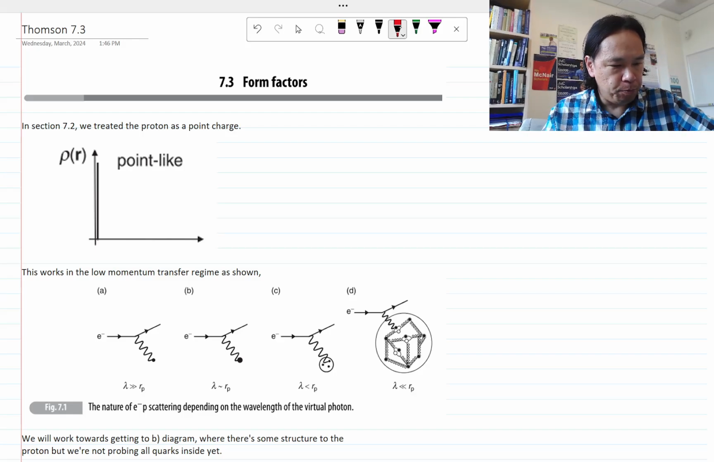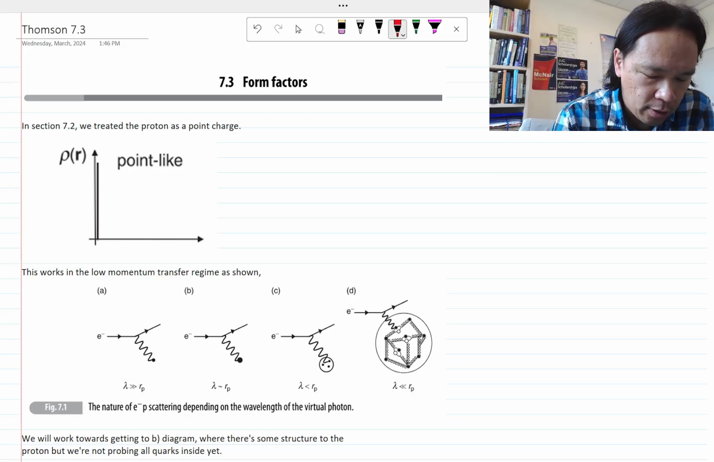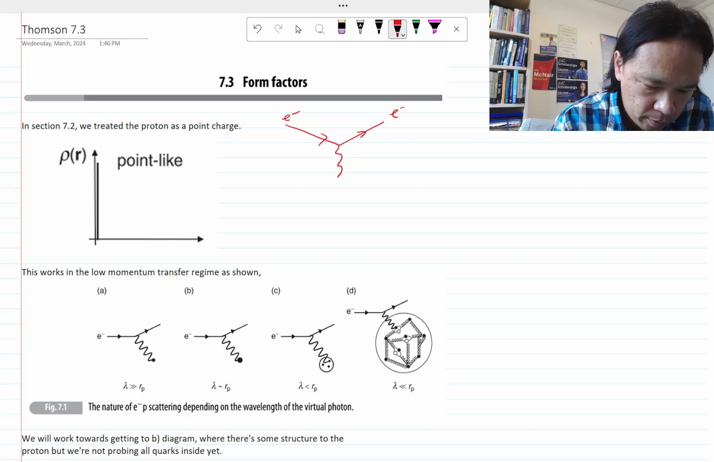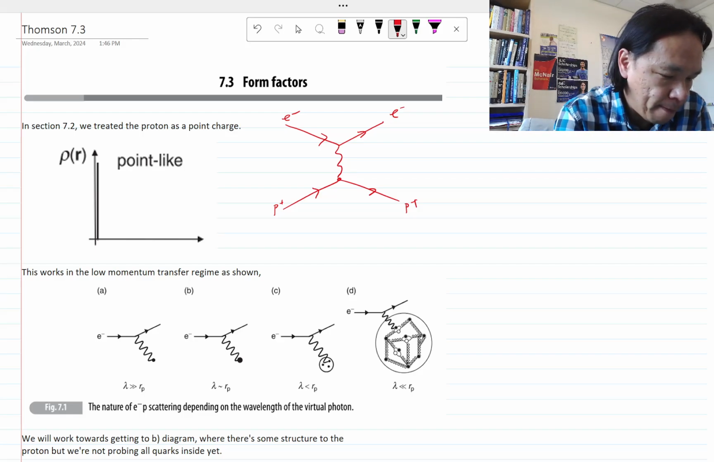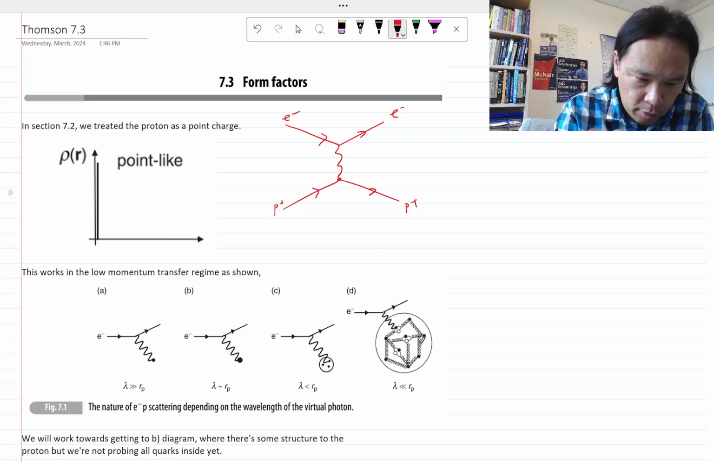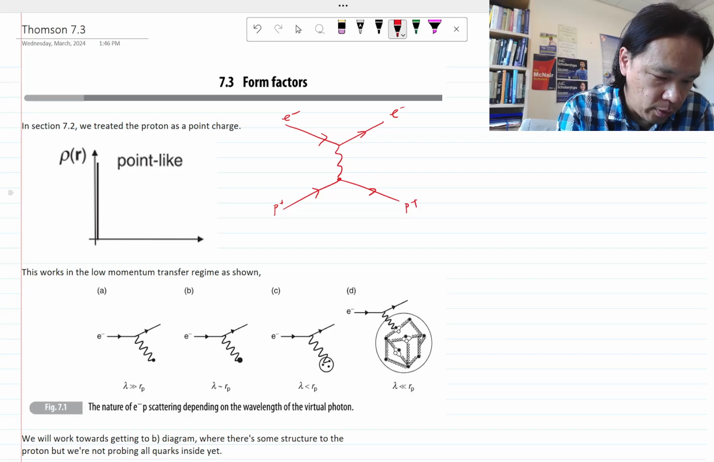Okay, so in the previous section, when we dealt with electron proton scattering, right, so we have an electron come in, electron come out, right, here's the particle line, you have the little gamma photon exchange between them. And the proton, right, was treated as just a point-like object, right? And so all we care about is like, what was the charge on it, okay?